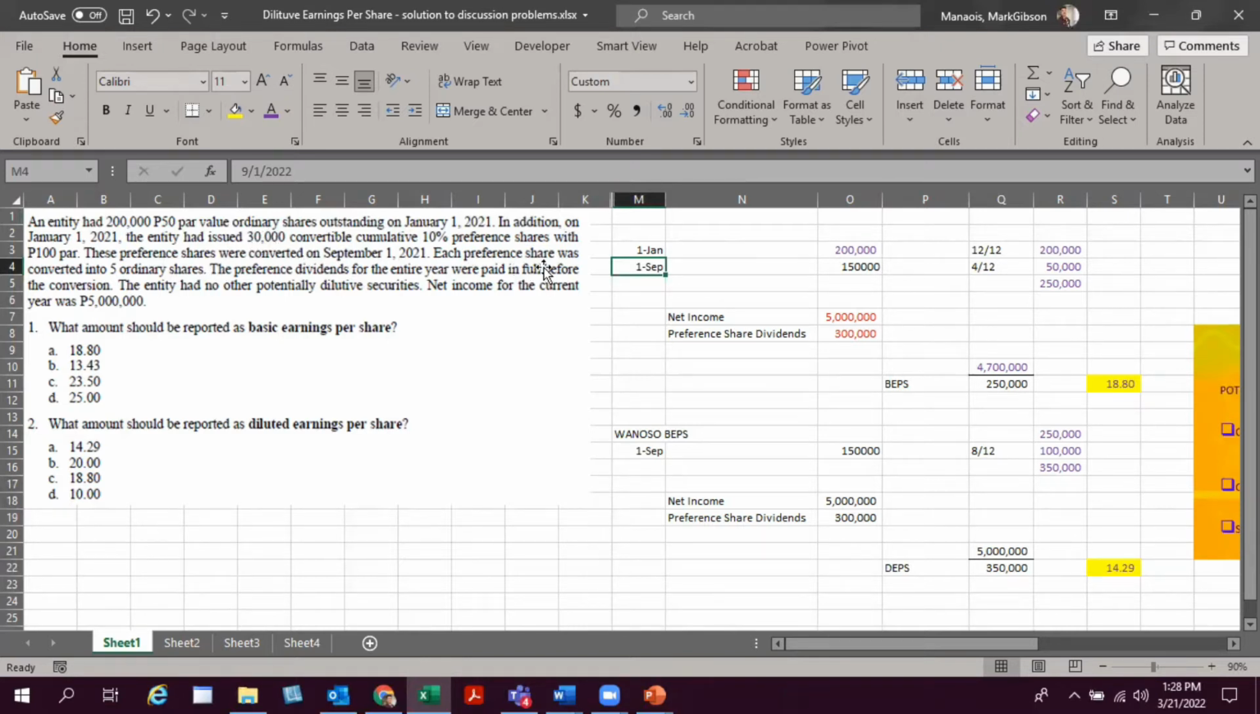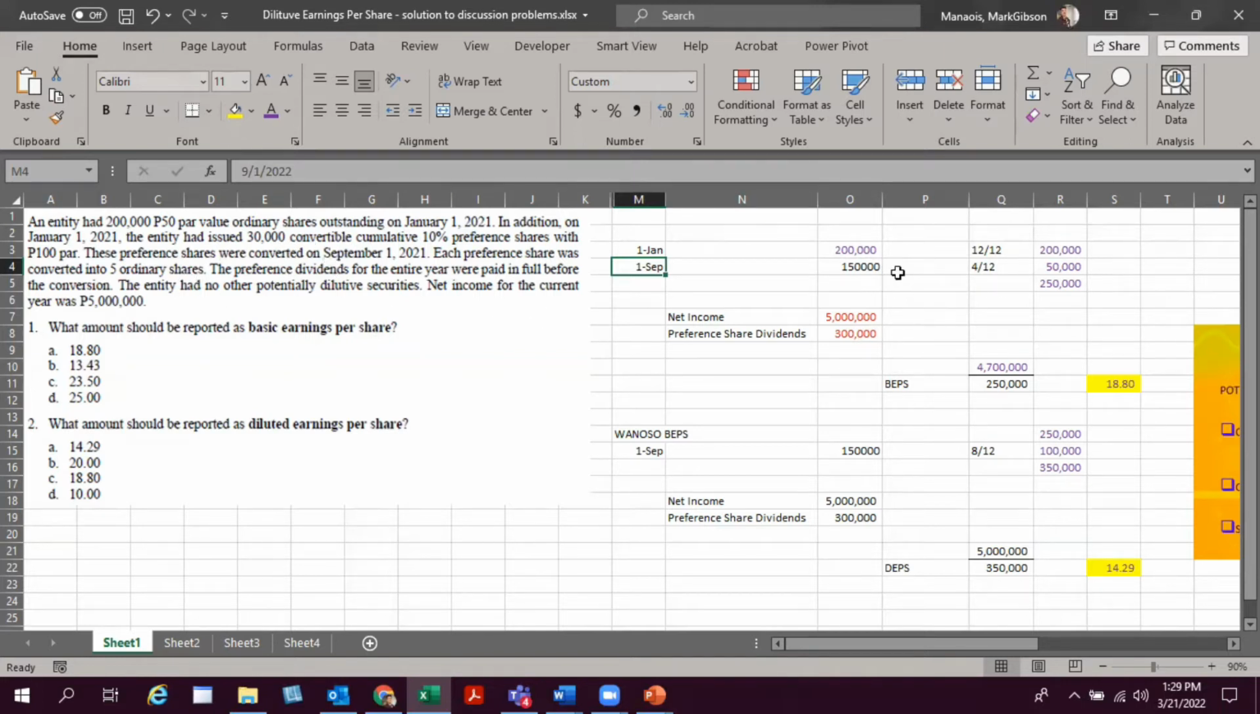Sabi kasi dyan, each preference share was converted into 5 ordinary shares. Ilan ba yung inisyu natin? 30,000 preference shares. Convertible daw into 5 ordinary shares per preference share. So that's 30,000 multiplied by 5.